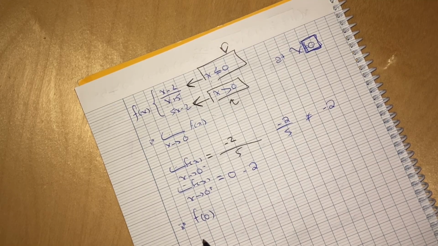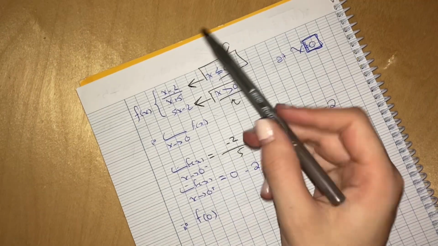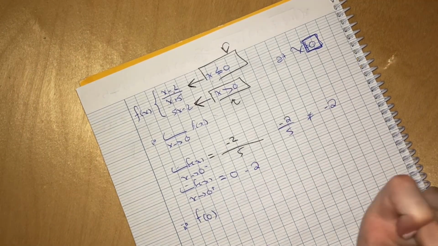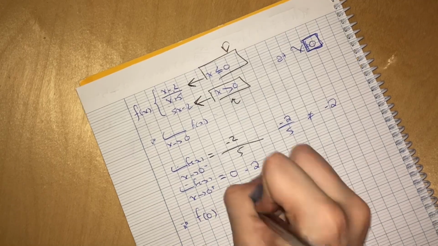So f of 0, which equation do we need to plug 0 into? This one, because this one right here is the one where 0 is even possible to be replaced. It's the only place where you can even add in a 0. If you add in 0, it's going to be minus 2 over 5.